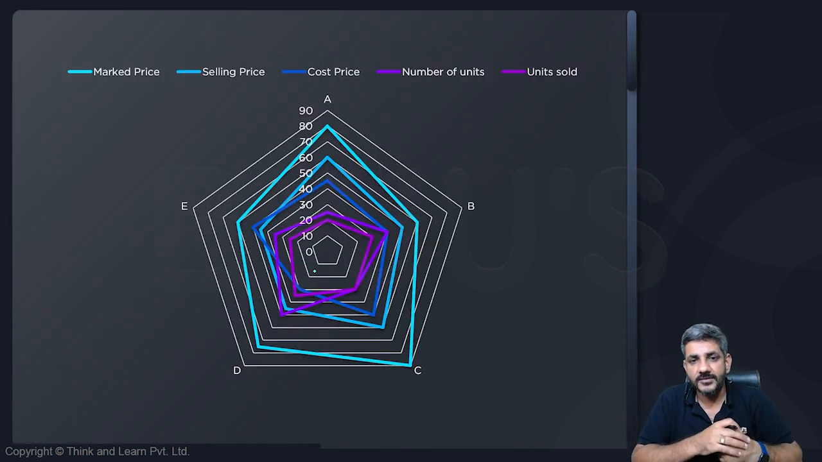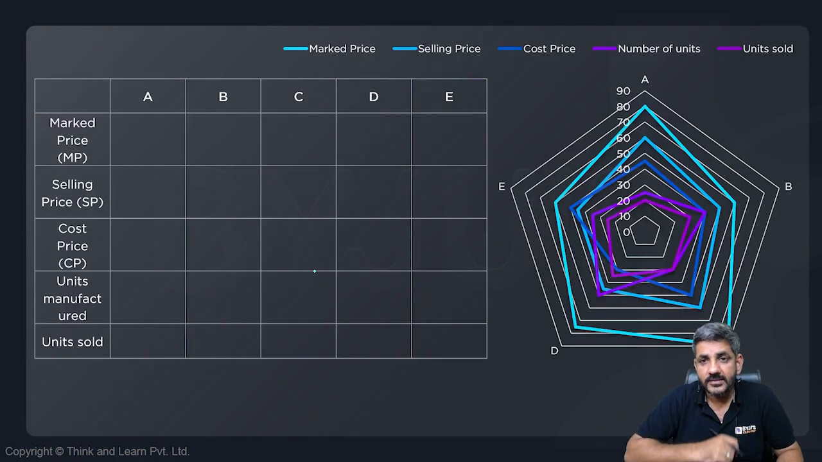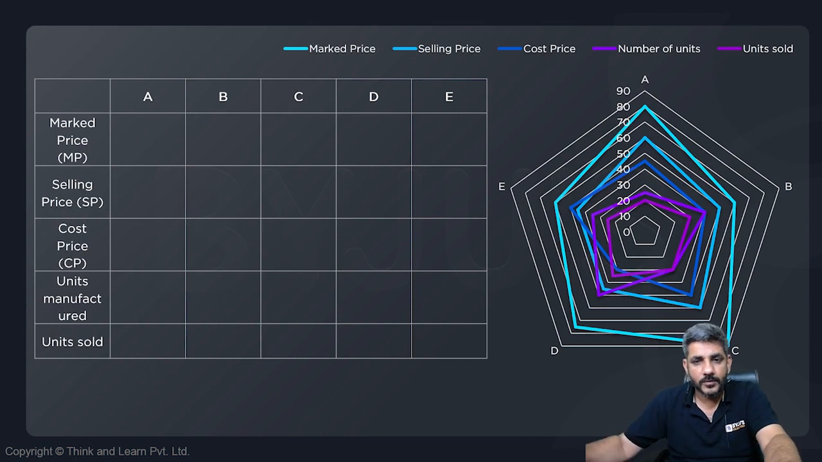And there is a graph given to you, which we call a spider web graph. So this is the graph through which we have to answer this question. So what I have done, I put up this graph on this page for us, and a table along with that. For some time, I'll probably remove myself from here so that you can clearly look at the graph. The marked price, selling price, cost price, number of units and units sold are given to us, and we have to just write them down in a table first, because I can't always go back to the graph. It's very difficult for us to do.